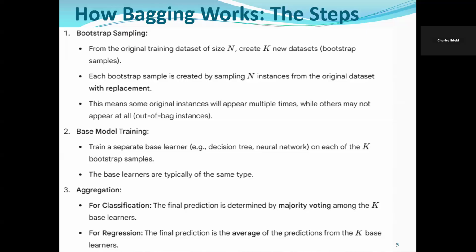Let's say we have 10 models, and 8 said this is A, only 2 said this is B. So for classification, we are going to say this is A then. Again, for classification, the final prediction is determined by majority vote among the K base learners. Another example, if 7 out of 10 trees predict class A and 3 predict class B, then the final prediction is class A, the majority.